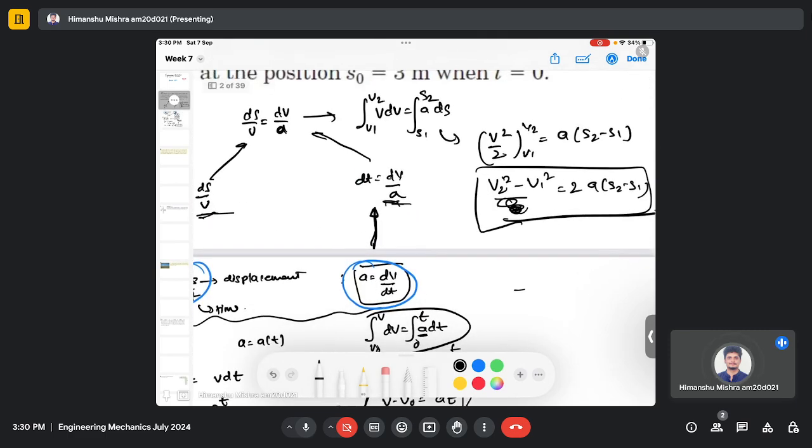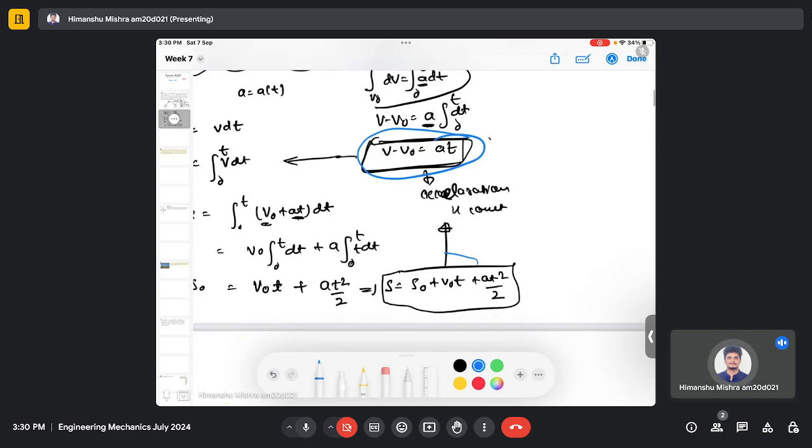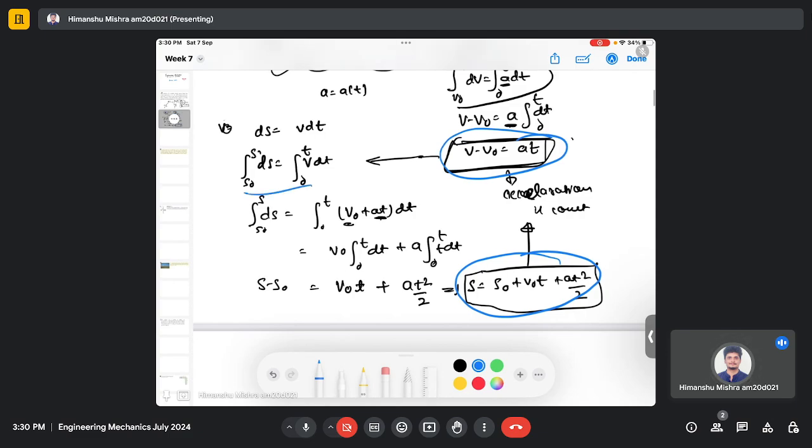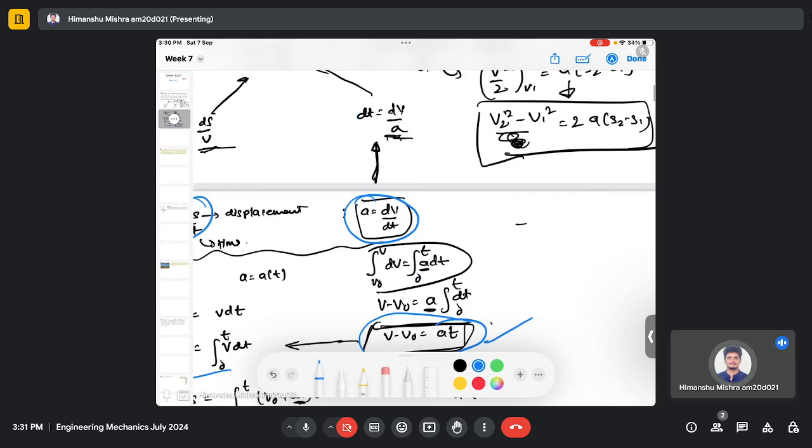But what if the acceleration is not constant? Then you cannot simply take this acceleration out of the integral. When the acceleration is constant, you can take the acceleration outside of the integral and arrive at this equation. And similarly, you arrive at this equation if you integrate the earlier equation that we have seen here. So all these equations are for the constant acceleration.